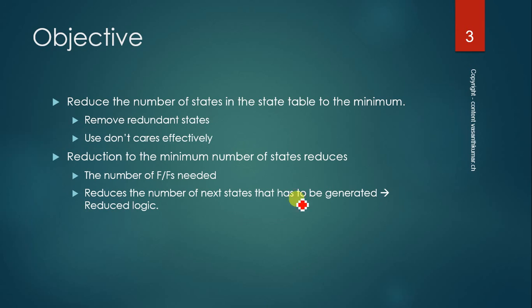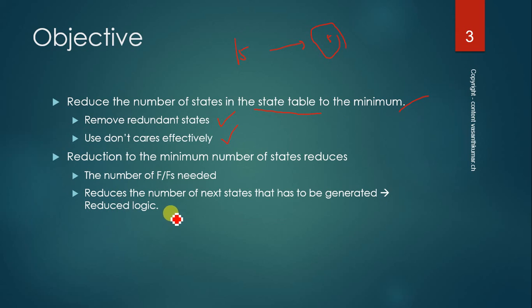So the primary objective is to reduce the number of states in a table to a minimum. Minimum number could be anything. If, for example, 15 states are there, we can reduce it to 5. Okay, as minimum as possible. This is possible only with these two things. One is redundant state removal, and at the same time we should consider the don't care conditions effectively. Okay, with these two combinations only we can reduce the state table to a minimum number.